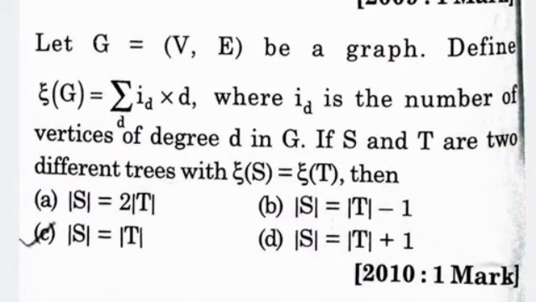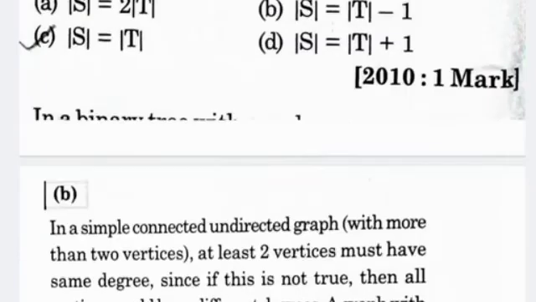Let G = (V, E) be a graph, and define psi(G) = sigma i_d times d, where i_d is the number of vertices of degree d in G. If S and T are two different trees with psi(S) equal to psi(T), then there are four options. Option A, |S| = 2|T|. Option B, |S| = |T| minus 1. Option C, |S| = |T|. And option D, |S| = |T| plus 1. Now come to the solution of this question.